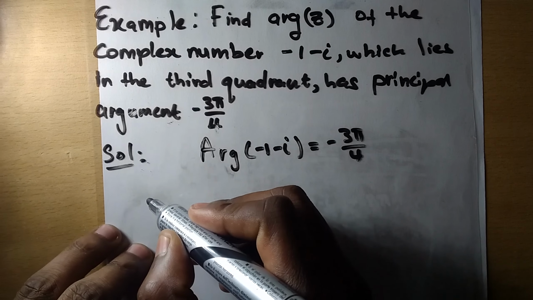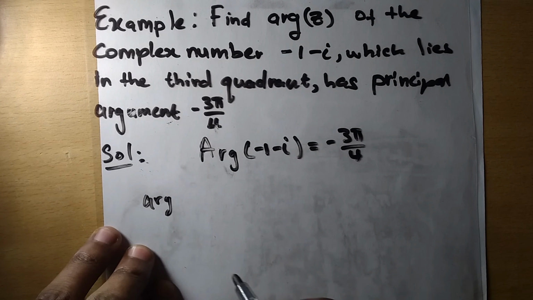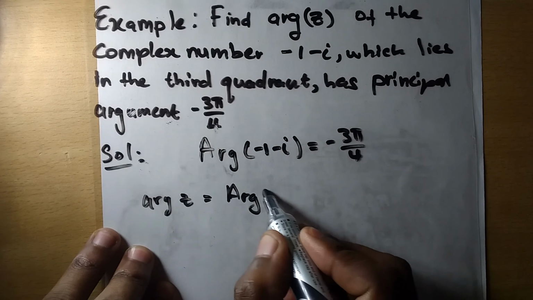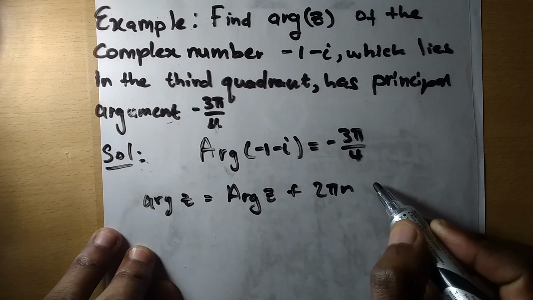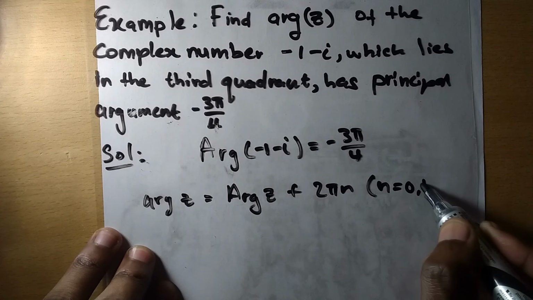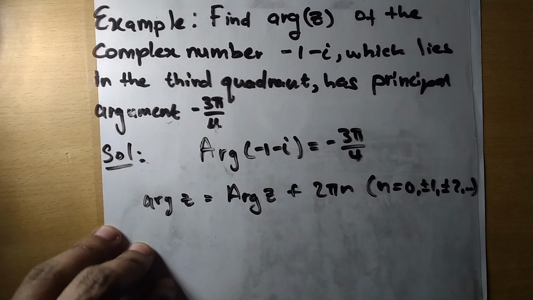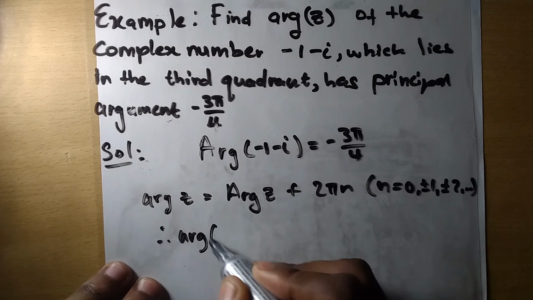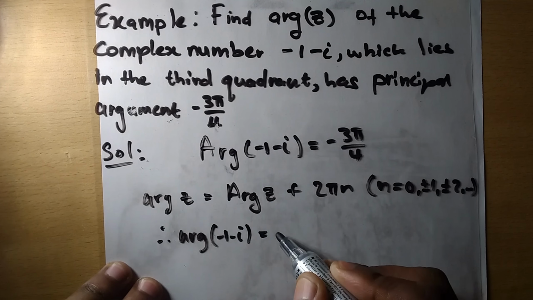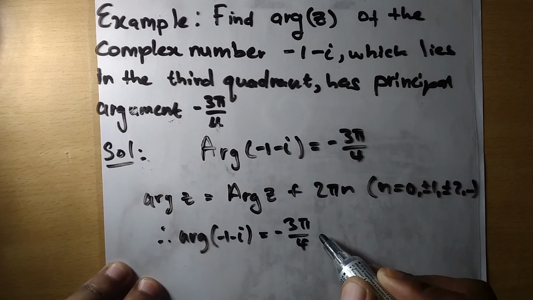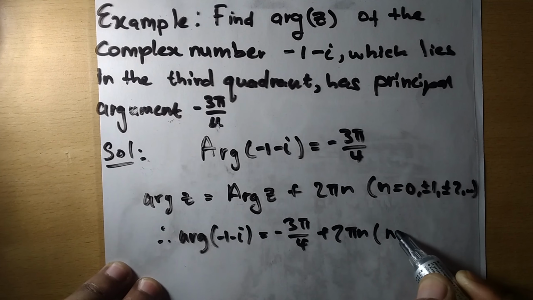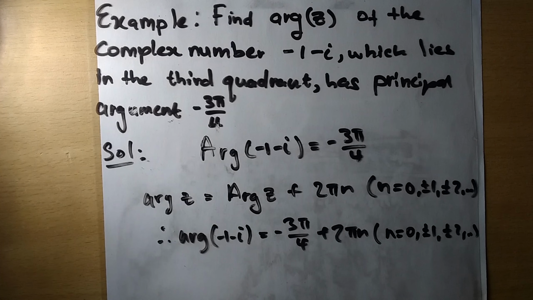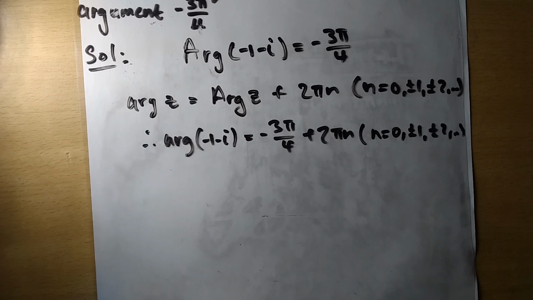Remembering that the argument of z is equal to the principal argument of z plus 2 pi n, where n is equal to 0, plus or minus 1, plus or minus 2, and so on, therefore the argument of -1 minus i will be equal to -3 pi over 4 plus 2 pi n, where n is equal to 0, plus or minus 1, plus or minus 2, and so on. So this is what we have as our argument of z.